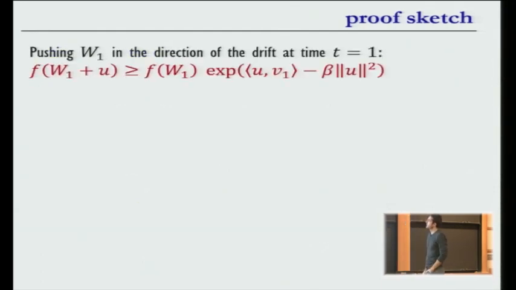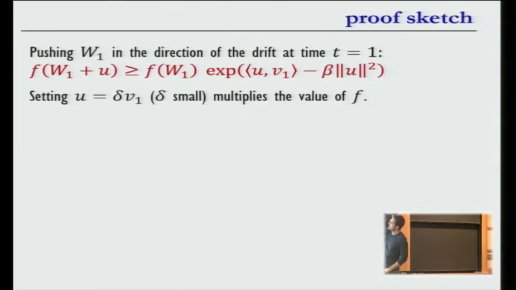Okay, so if we take away the logs, if we exponentiate both sides, let's suppose we push a little bit in the direction of v1. Remember, v1 is the direction of the gradient. Then, if this delta is small enough, this term is a quadratic term. So this is paying delta squared versus delta. So this term is going to beat this term if delta is small enough, and then we'll get some multiplicative increase in the value of f. OK, so that's good for us.